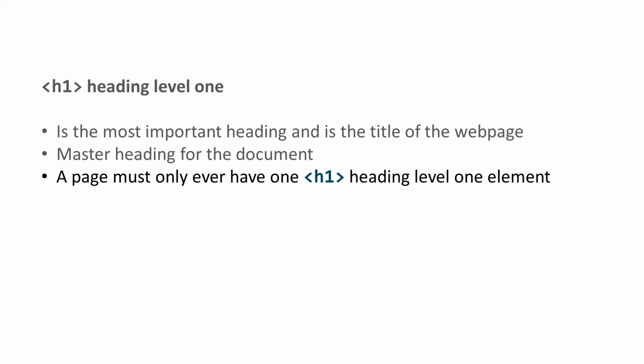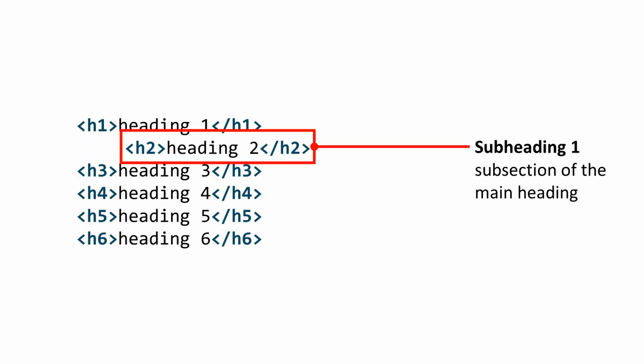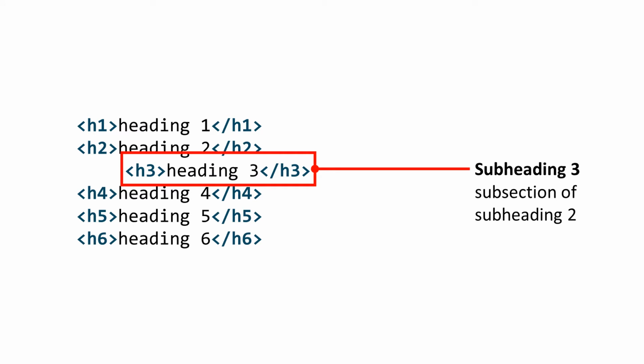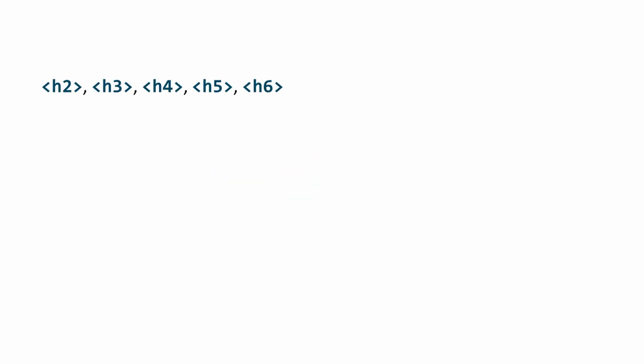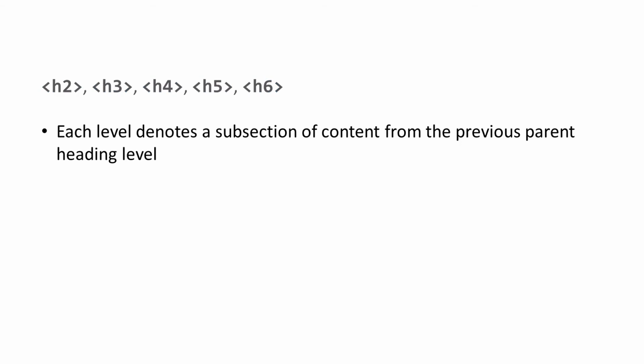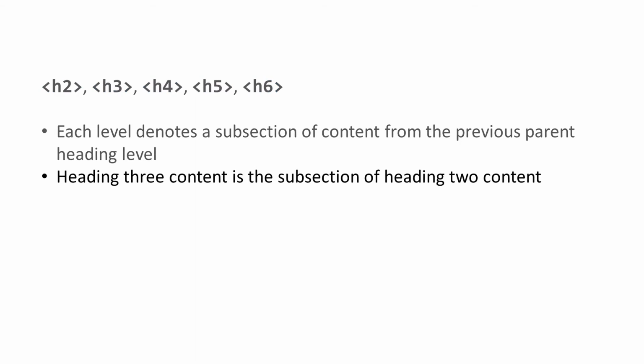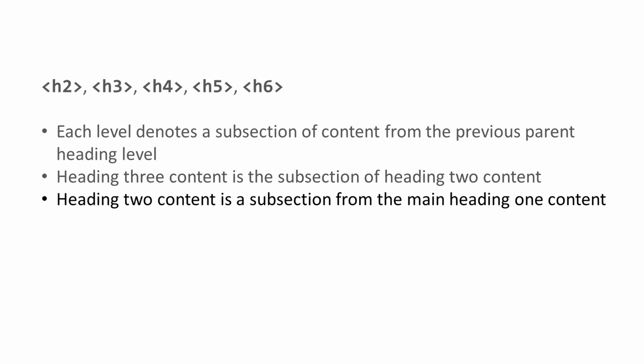Following a heading 1 element is a heading 2, H2, heading 3, H3, H4, H5 and H6, with each level denoting a subsection of content from the previous parent heading level. Heading 3 content is the subsection of heading 2 content, which is a subsection from the main heading 1.